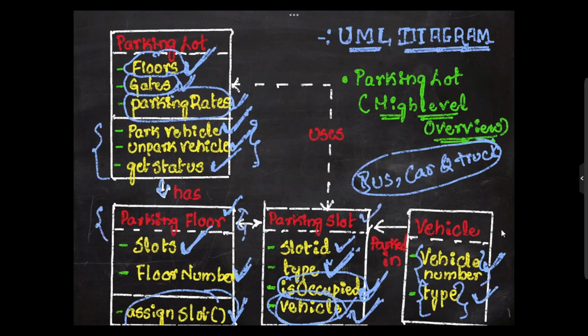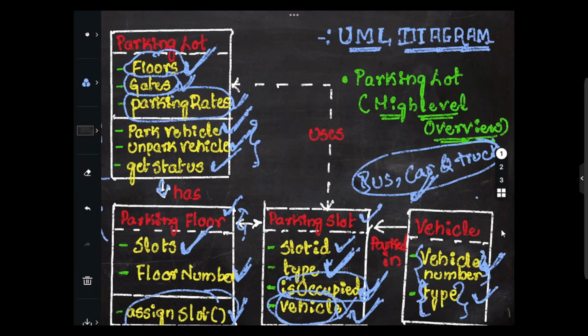So next one here, parking slot. The parking floor has parking slots which consist of the slot ID and type, whether it can be bus, car or truck. Here in this case, we have to check whether the slot is occupied by a particular vehicle type, basically, right? So this is fine. Next, finally, parking slot. If a vehicle is already parked, then we have to have the vehicle number of the particular vehicle, and its type, whether it can be bus, car or truck. So this is the idea, basically. This is the high level overview and the idea, right? So I hope this is clear.